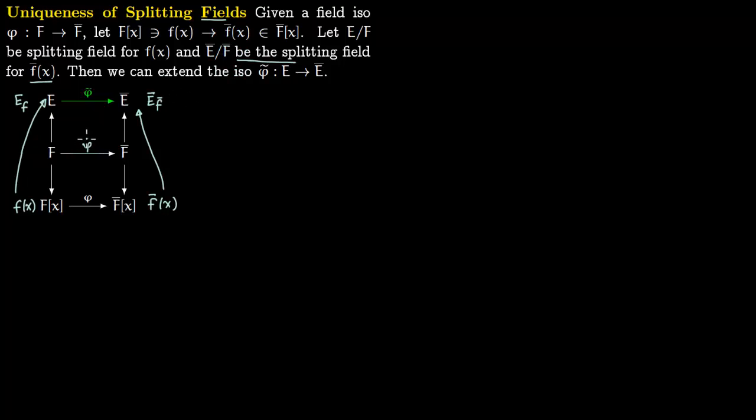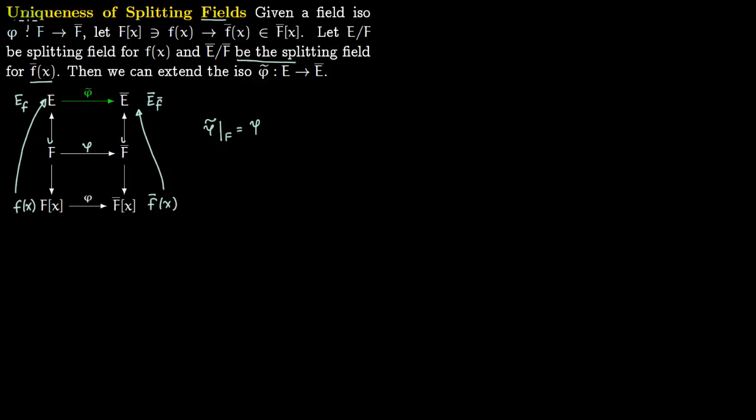So then you can extend this varphi to varphi tilde. So this is a field isomorphism, and you can extend it to this isomorphism. That basically means obviously this F is contained within this E, and this F bar is contained within E bar. So if you restrict this varphi tilde to this field F, then you will just get this varphi back. So varphi tilde restricted to field F will just give you varphi. So that is the meaning of extension.